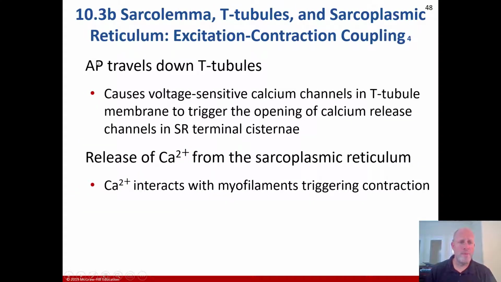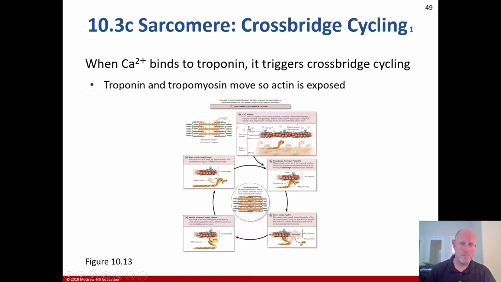Then the action potential travels down these T-tubules and causes the voltage-sensitive calcium channels in the T-tubule membrane to trigger the opening of the calcium release channels in the sarcoplasmic reticulum terminal cisternae. The release of calcium from the sarcoplasmic reticulum causes that calcium to interact with the myofilaments, triggering contraction. I think we're going to go ahead and stop at this point. We'll talk more about the sarcomere and crossbridge cycling in a moment.